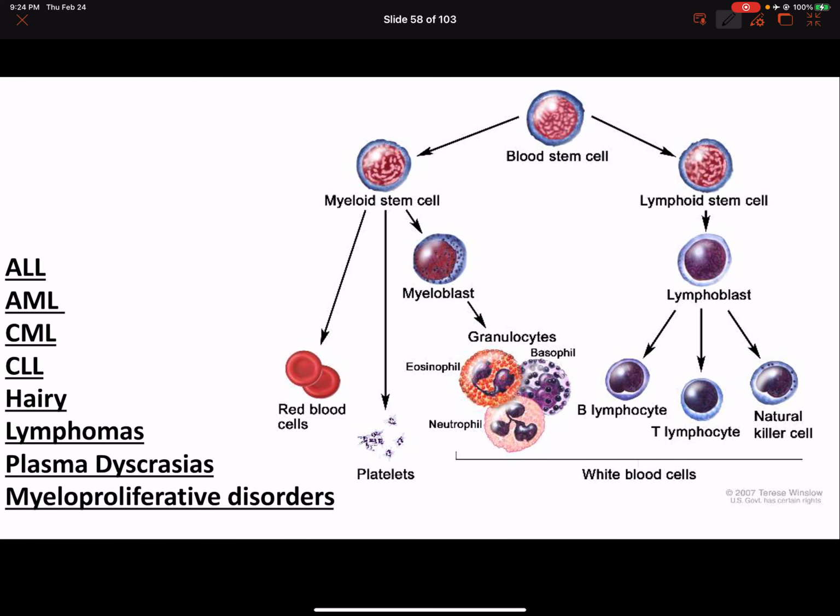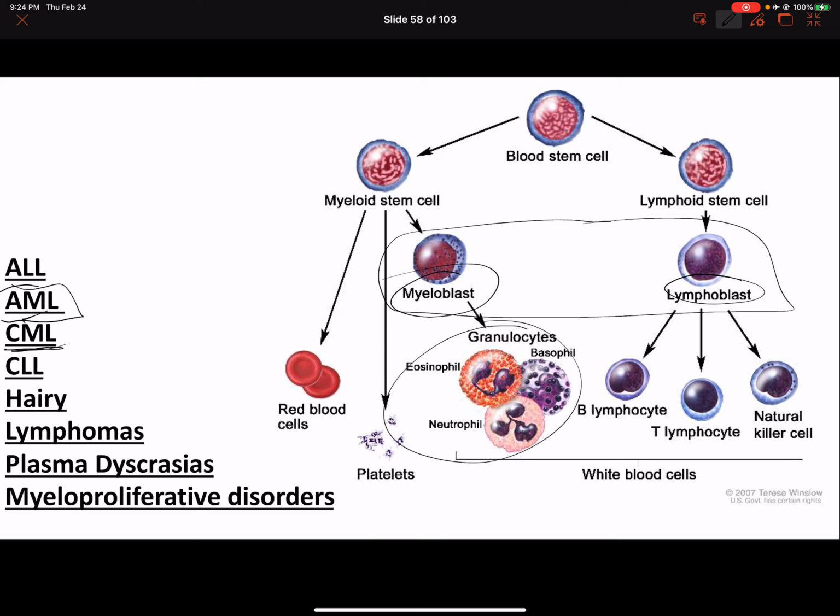So just to kind of summarize all of this up, if we look at ALL, A for acute. Acute means we're looking at the blast. If I'm looking at the blasts and it's L, it must be a lymphoblast. So I'm looking at the lymphoblast here. Again, I have A, so I'm looking at the blast, but now it's M, so I must be looking at the myeloblast. Then we have CML, which means I'm looking at the differentiated ones. So at the differentiated ones here, and we said specifically it's probably going to be the neutrophils. So look for a high neutrophil count.